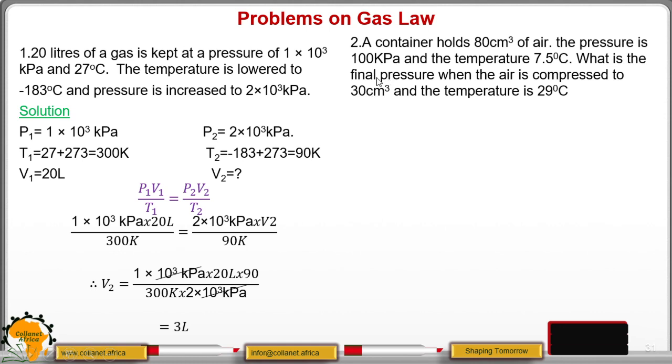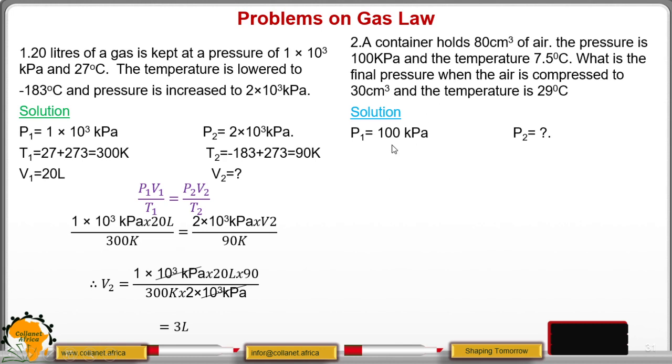Now we move to the second example. A container holds 80 cubic centimeters of air. The pressure is 100 kilopascals and the temperature is 7.5 degrees Celsius. What is the final pressure when the air is compressed to 30 cubic centimeters and the temperature is 29 degrees Celsius? So we proceed as follows.